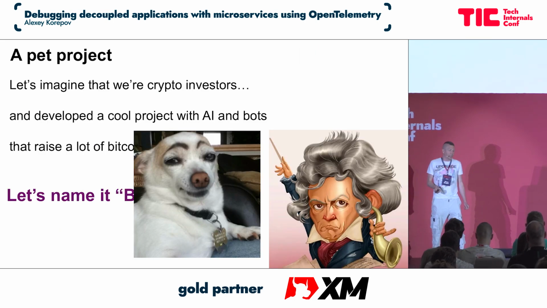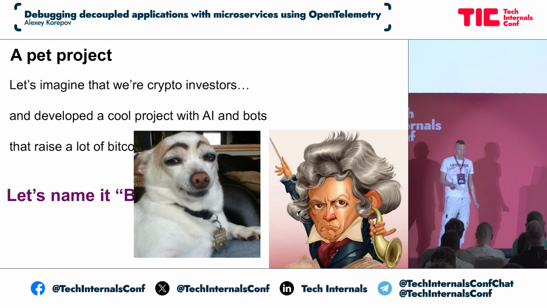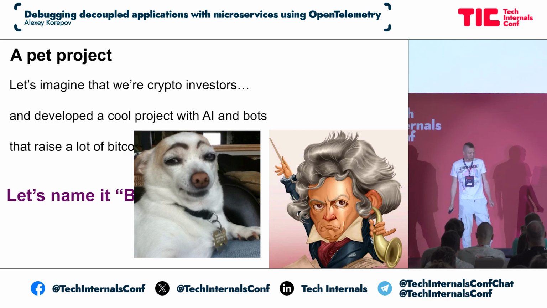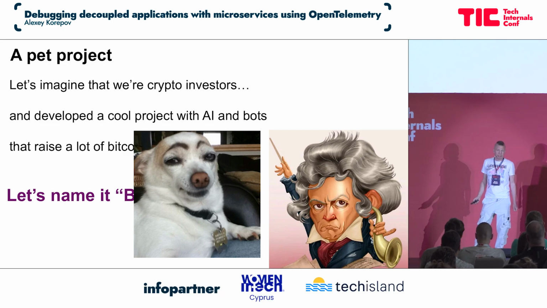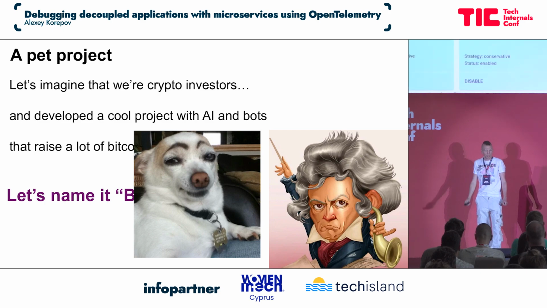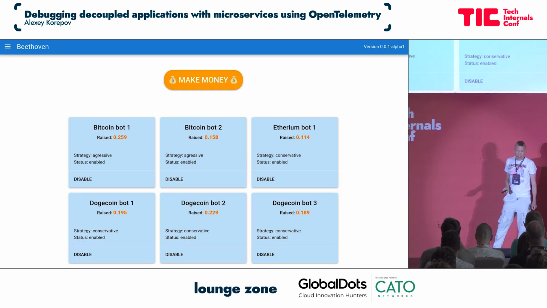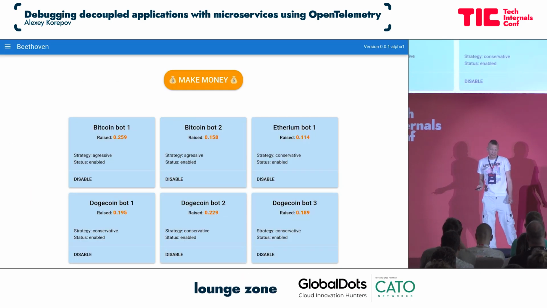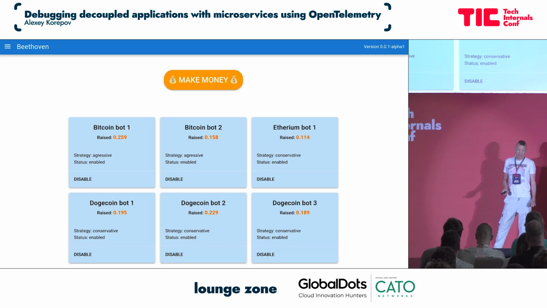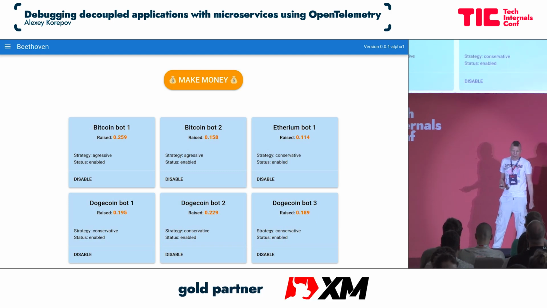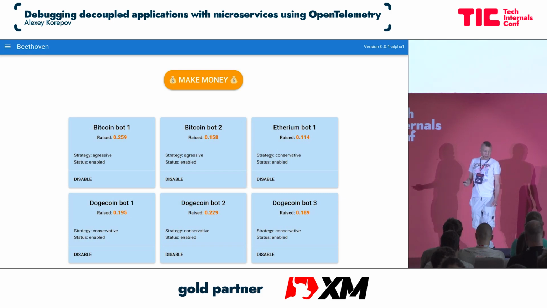Let's imagine that we are crypto investors and developed a cool project with AI and bots that raise a lot of Bitcoins for us. Let's name it Bitcoin. Here's how it looks, just one gold button to make money and the results of work of our bots. Let's look at what we have under the hood.